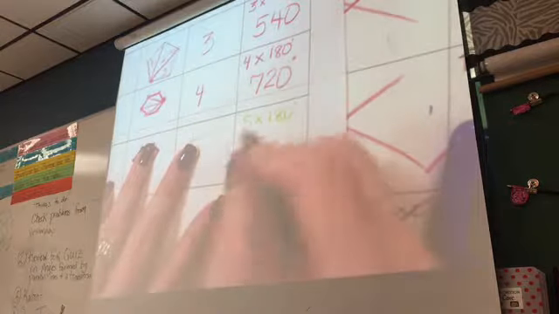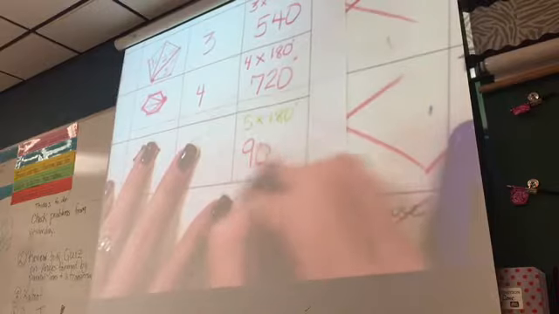I don't know why I'm switching colors. It's Christmas colors too. Oh well.